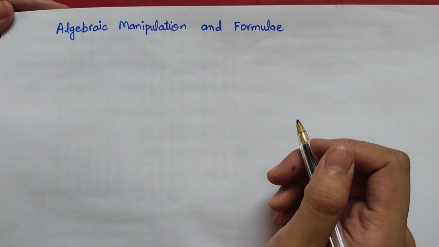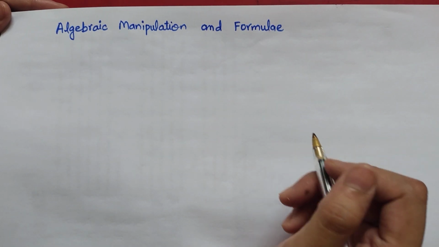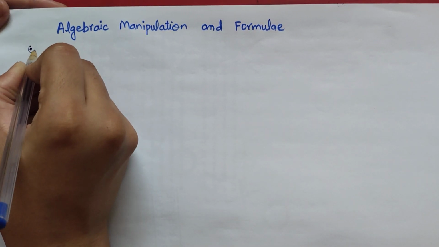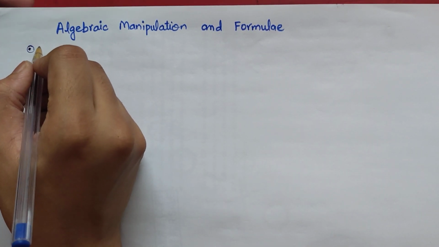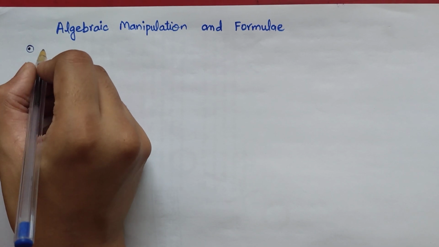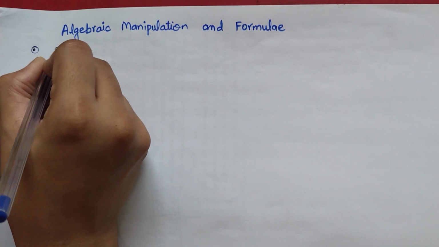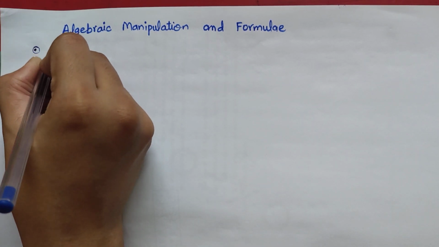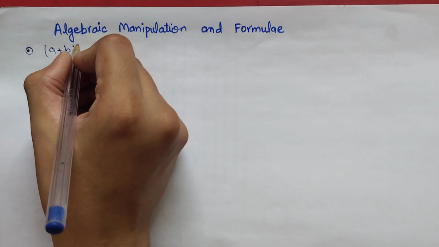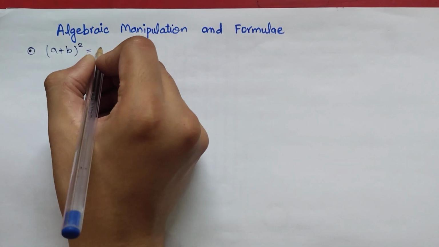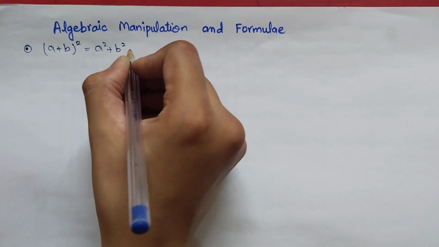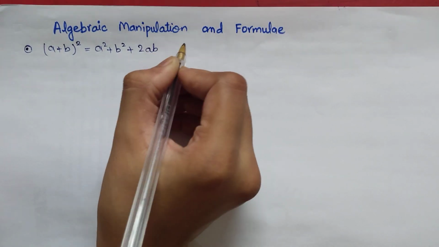Today our topic is algebraic manipulation and formulae. Let's start with the formulas which you have to remember and keep in mind, which you use most of the time. Its formula is (a + b) whole square is equal to a square plus b square plus 2ab.